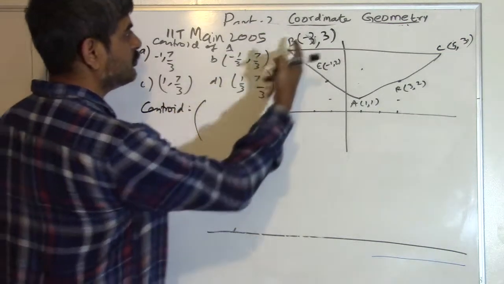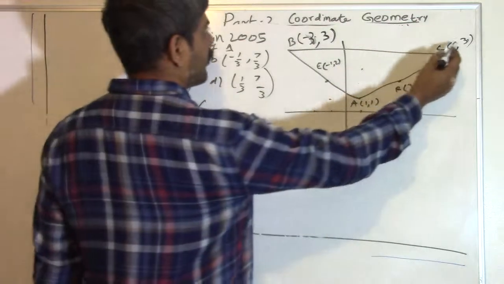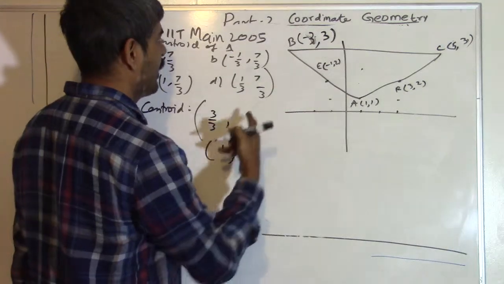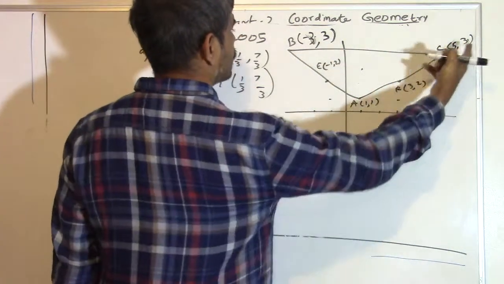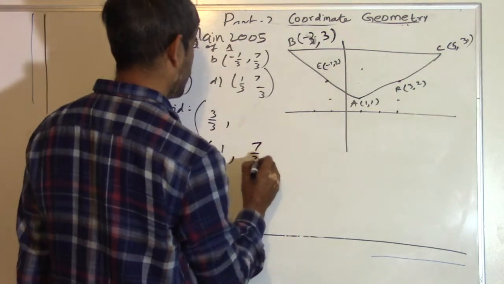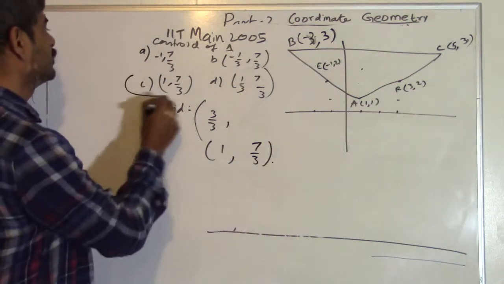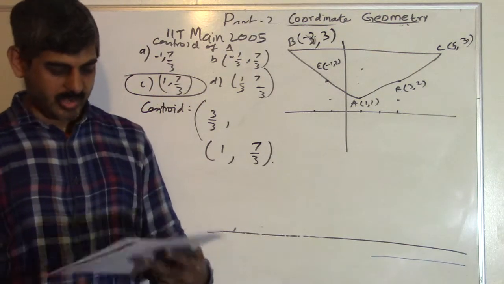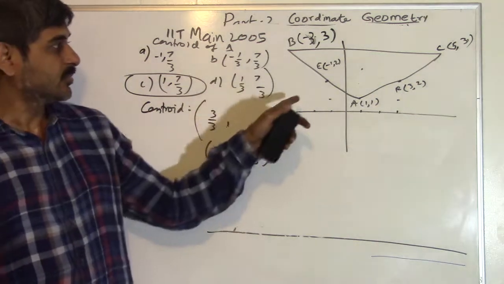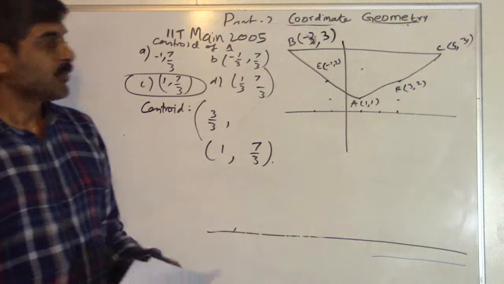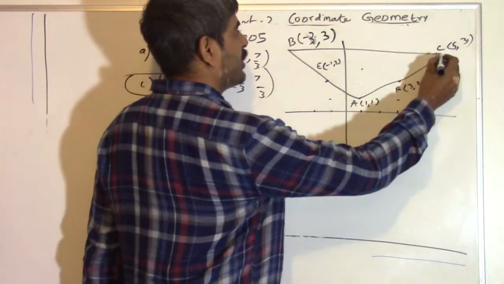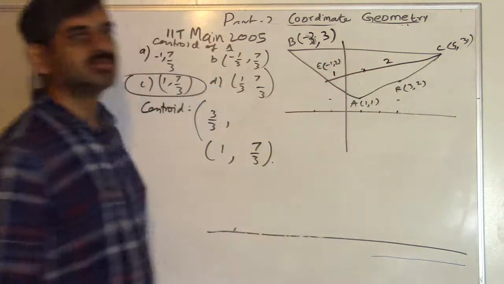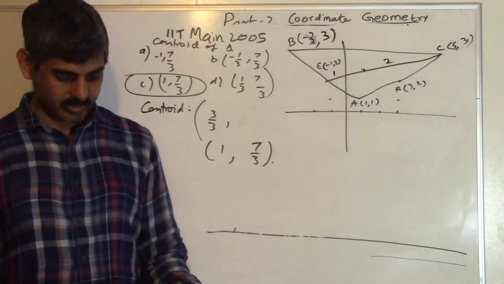Centroid will be the sum of these three points divided by 3. 5 plus 1 is 6, 6 minus 3 is 3 divided by 3 is 1, and then 3 plus 3 is 6, 6 plus 1 is 7 divided by 3. So 1 and 7 by 3. C should be your answer. So you need to be aware what the centroid is, or how the points are divided. This problem is simpler, but we could also have done this by joining this line and then finding the point which divides it in the ratio 2:1. That could be another way we could have solved this problem.